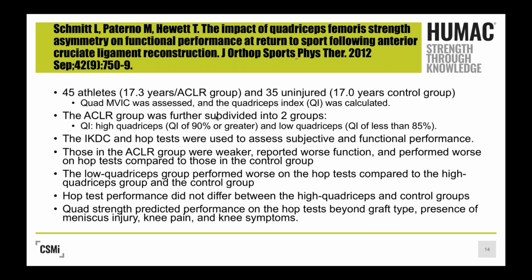All right, the results. Those in the ACL group as a whole were weaker, had worse function, and overall performed worse on the hop test compared to the controls. Well, that makes sense. But they broke it down to the high and the low quad group.